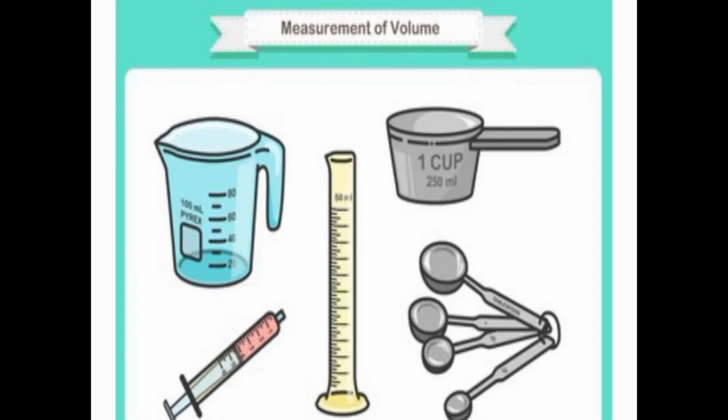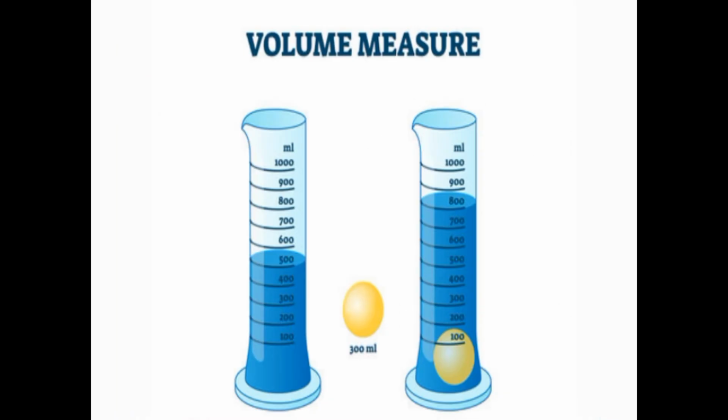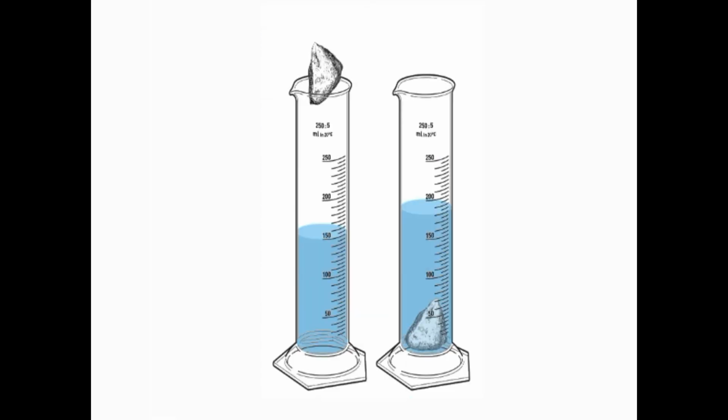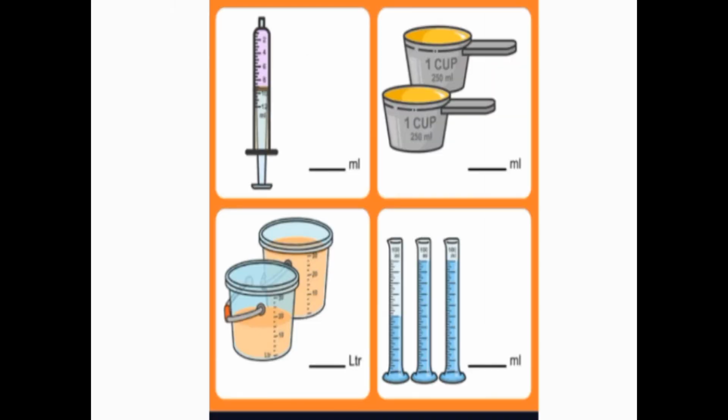Next we have volume. Volume is the space occupied by an object. The volume of a regular, meaning even shaped object such as a cube, can be found by multiplying its length by its width by its height. L into W into H. However, to find the volume of an irregular, meaning odd shaped object, you must use a measuring cylinder. In science, we use cubic centimeters as the unit of volume. Milliliters, centiliters and liters are other units of volume.